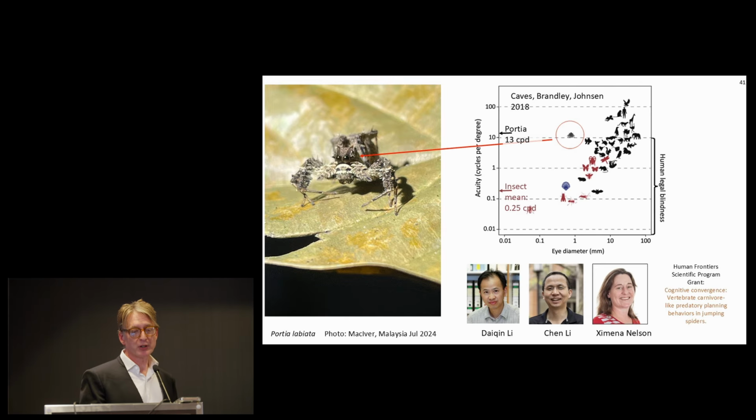So here's a picture I took in the Malaysian jungle last summer. Here's an acuity plot, and here are my collaborators, Daqin Li in China, Chen Li in Johns Hopkins here, and Jimena Nelson in New Zealand. So we have a grant to do this work. We just started work not long ago, and we've just done one field trip, and now we're building laboratory apparatuses to start to automate high throughput behaviors.